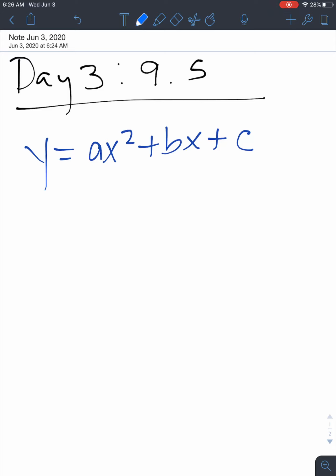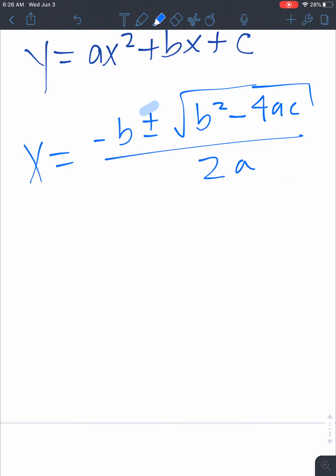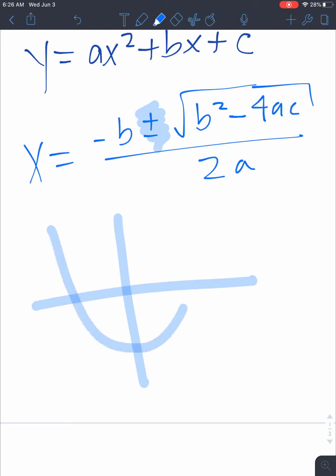So in day 1, we learned how to identify a, b, and c from a quadratic, even if it's not in standard form. Yesterday, we learned how to use the quadratic formula, x equals negative b plus or minus the square root of b squared minus 4ac all over 2a, and we use that to determine what our roots are, or what our x-intercepts are. And remember, this plus-minus business came from the fact that you'll typically have a positive solution and a negative solution, but not always, and that's what we'll be talking about today.